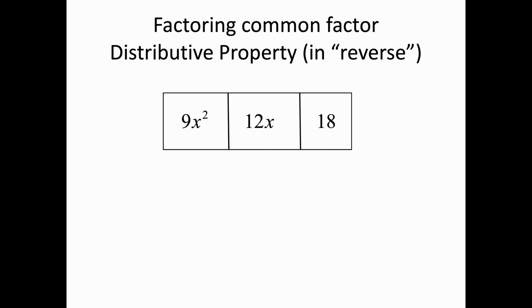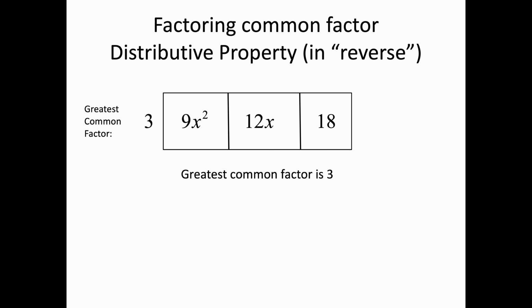Now we're going to look at using this model to do what's called factoring. Now remember that when you factor a number like 12, you are separating the number into 2 or more factors. When you factor a polynomial, you do the same thing. Now let's look at the polynomial that's represented here, 9x squared plus 12x plus 18, and think about what the greatest common factor of those three terms is. In this case, the greatest common factor is 3.